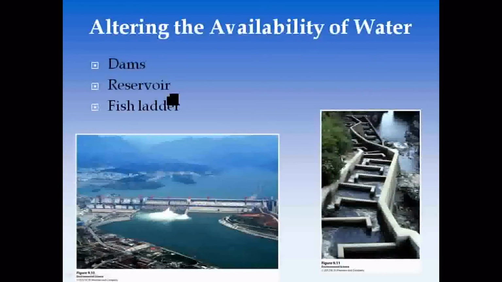Another way that we alter the availability or the movement of water is through the building of dams. And dams are very damaging. You need to know the environmental impacts of dams. Why do we build them? Well, we build them to hold the river water back so that we can control flooding. If we can control the amount of water that ends up down here at the mouth of the river, then we can keep that river from flooding.